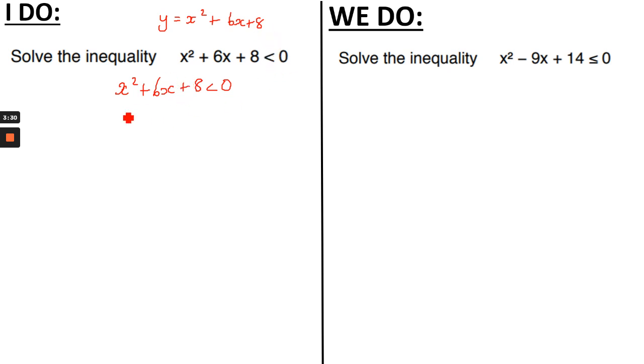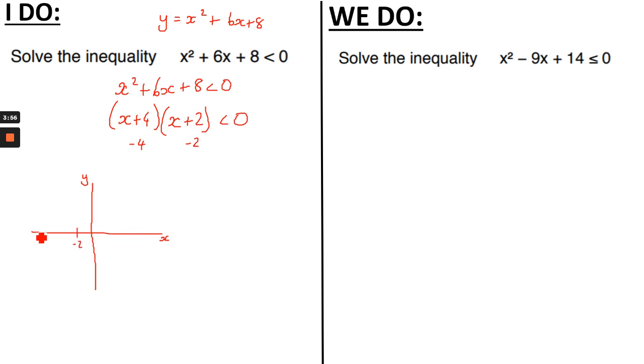So the first step is to factorize it, which you will see is (x plus 4)(x plus 2) is less than 0. So my roots, where does it cross the x-axis? -4 and -2. So what is always helpful when you've got a quadratic inequality is to sketch the graph. Some of you try and do it in your head and you get it wrong. So you need to sketch the graph. So it's going to cross at -2 and at -4. So if I was to sketch that quadratic, it would look something like this.